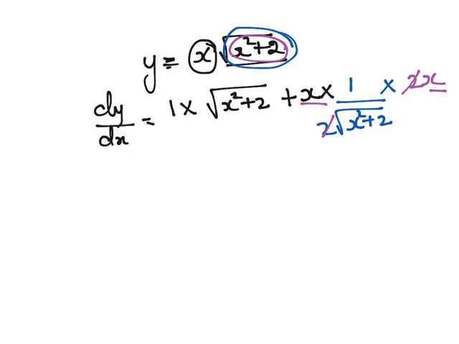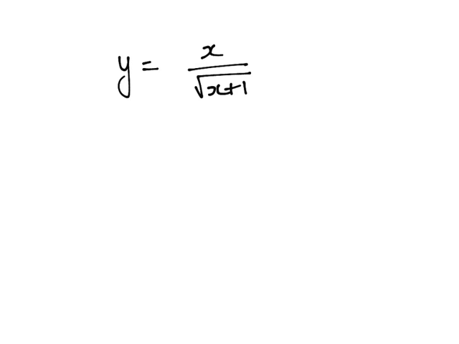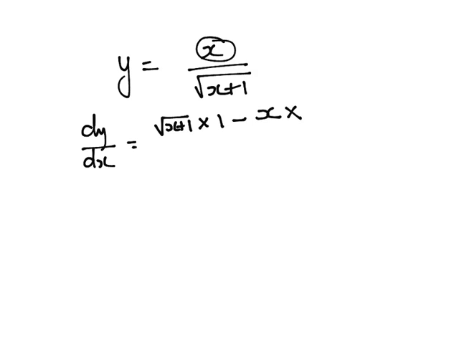Now let us look at this problem where we need to use the chain rule as well as the quotient rule. So dy by dx is the denominator, which is root of x plus 1, multiplied with derivative of the numerator. The numerator is, sorry, x, so derivative is 1, minus numerator multiplied with derivative of the denominator. Okay, now this is the denominator.